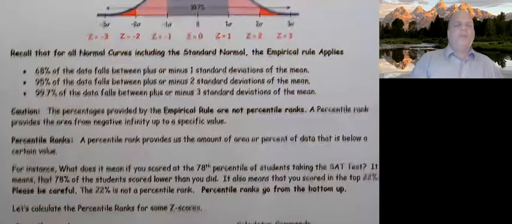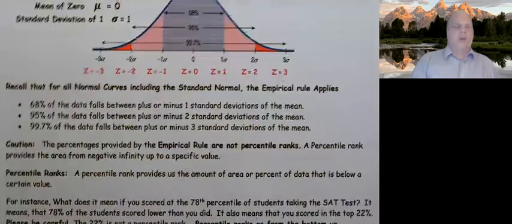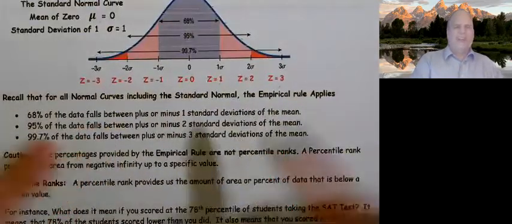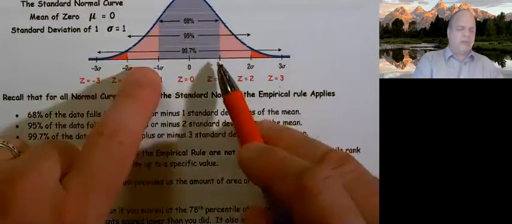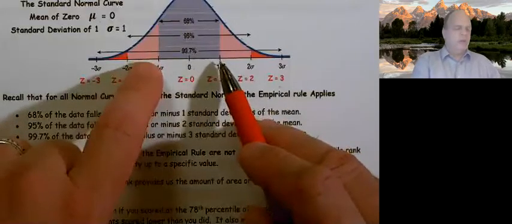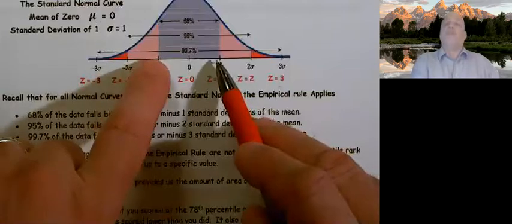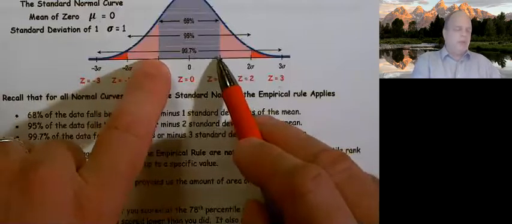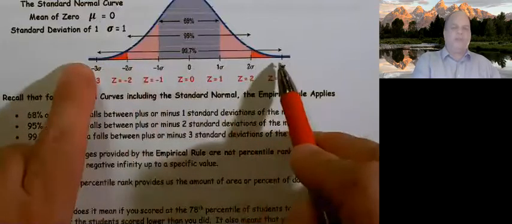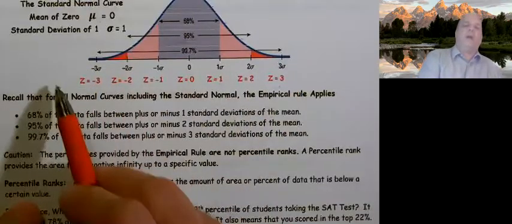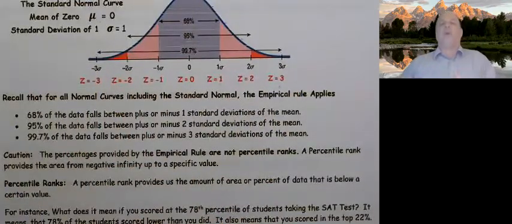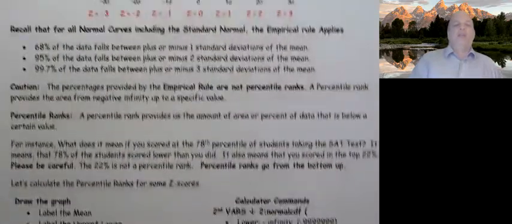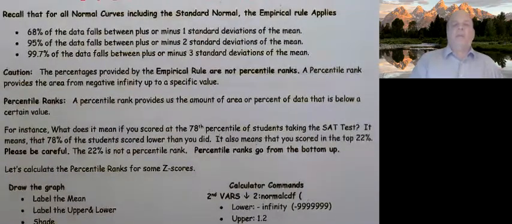Now, one thing to remember, and this is a bit of a caution, the empirical rule is not a percentile rank. You go, wait a second, those are percentiles. And I'm going, yeah, they are percents, but they're not percentiles. 68% is between here, 95 is between here, and 99.7 is between here. But a percentile rank is when you put everything in order from least to greatest. I am at the 95th percentile in my class. That means 95% of the people are below me.